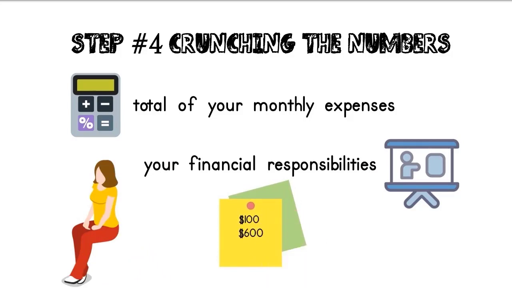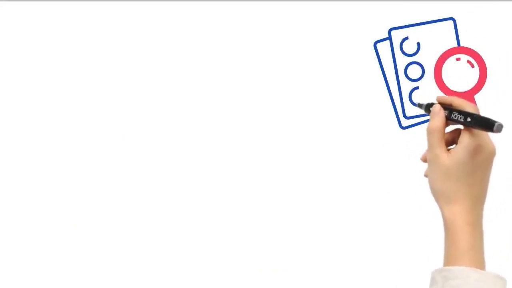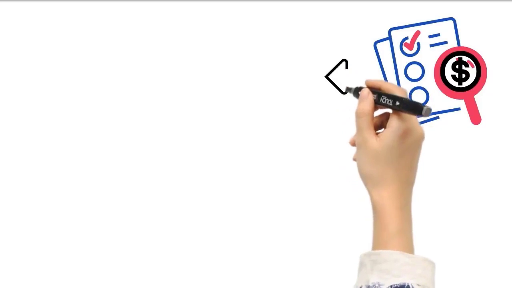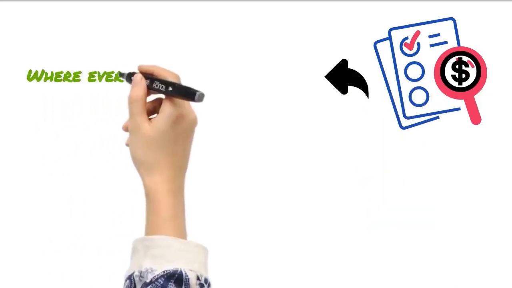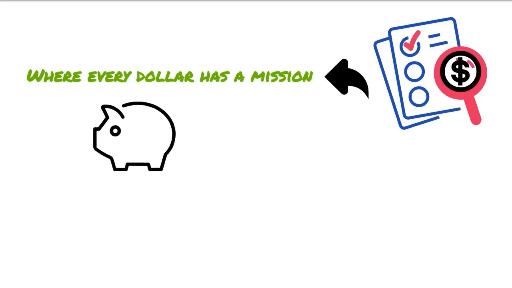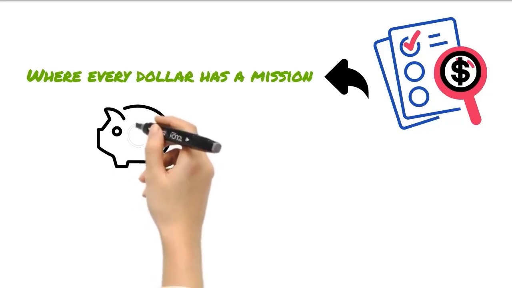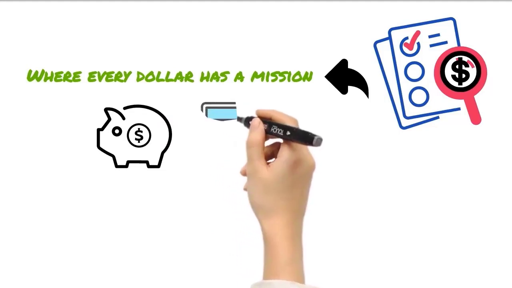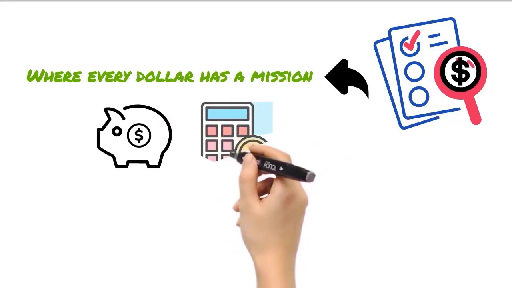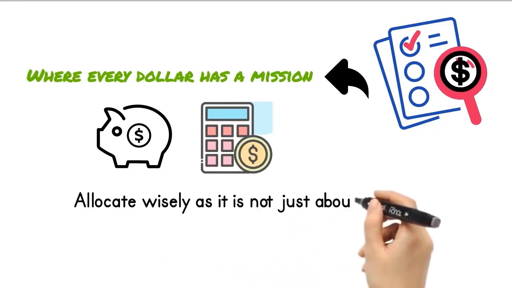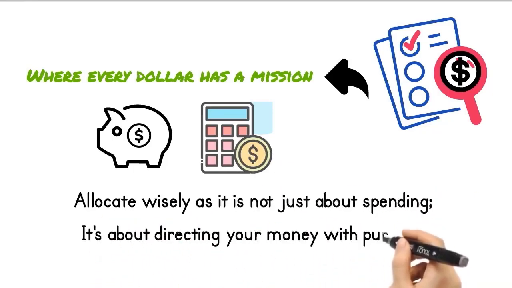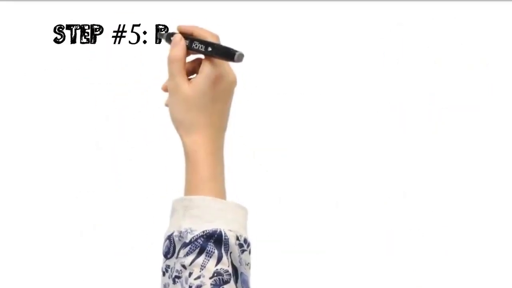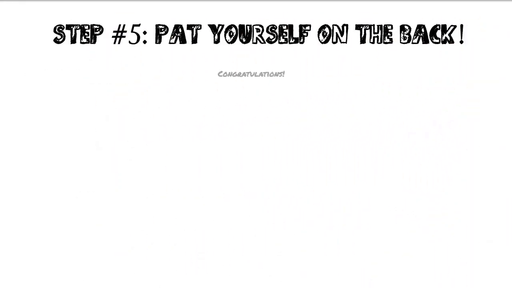Now that you have your total, it's time to allocate those dollars. Assign each expense its rightful share, ensuring that every category gets the attention it deserves. It's budgeting in action, where every dollar has a mission. This is where you remove subscriptions that are not needed or deduct payments that are not necessary and that don't fit the percentage or allowance of funds you allocate for each category. Remember, you want to be sure that you allocate wisely, as it's not just about spending, it's about directing your money with purpose.